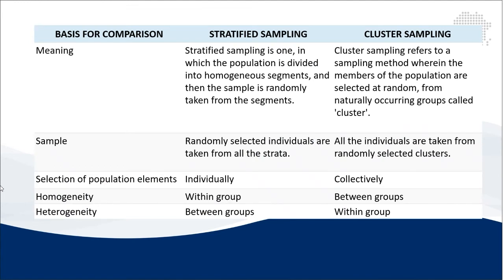So to illustrate this further, I have an example that I used, with the meaning of stratified sampling. Stratified sampling is one in which the population is divided into homogeneous segments, and then the sample is randomly taken from the segments. Whilst cluster sampling refers to a sampling method wherein members of the population are selected at random from a naturally occurring group called a cluster. So in this one, the members of the population need to be organized in clusters.